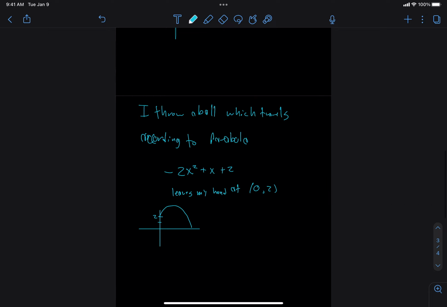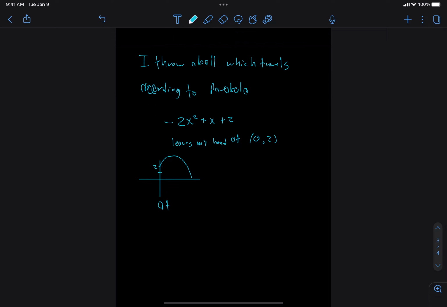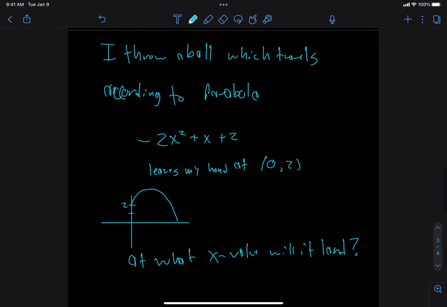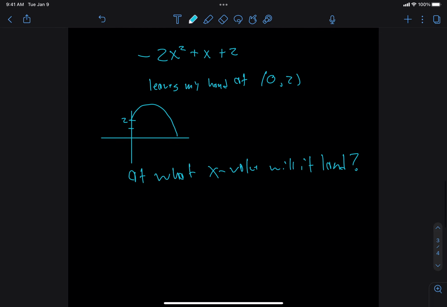And then I could ask you, at what x value will it land? Okay, that's a more realistic question that I could ask you. So then what would you do? You'd either factor or you'd use the quadratic formula.